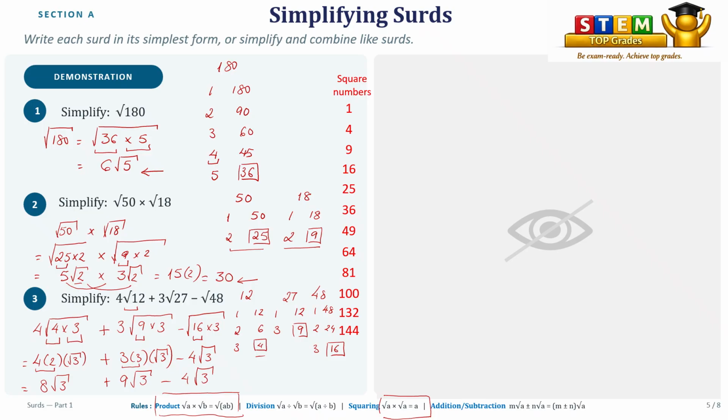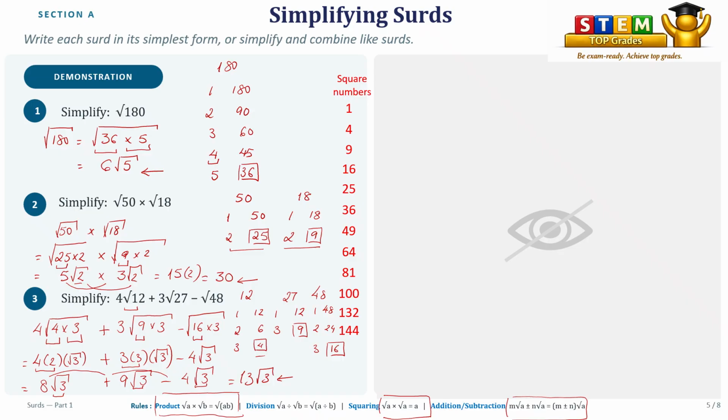Now, let's refer to this rule where you are adding terms which are similar. Why similar? Because you've got root 3 in all of them, which is a common term or common factor, but then we've got to combine the others. So 8 will be added to 9, and then you're going to take away 4. 8 plus 9 is 17. 17 take away 4, that is 13. So 13 root 3 is the answer.